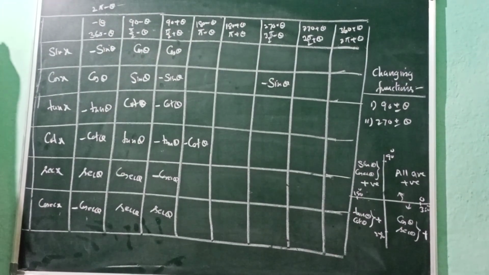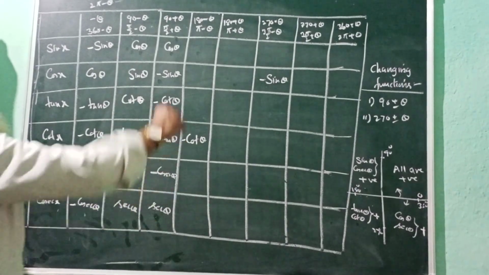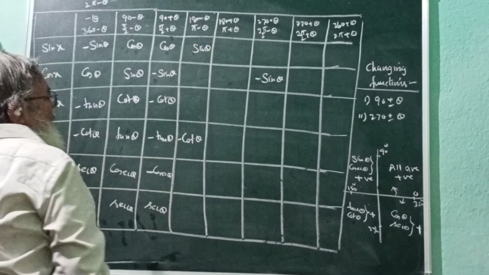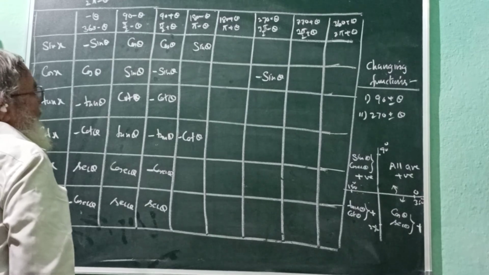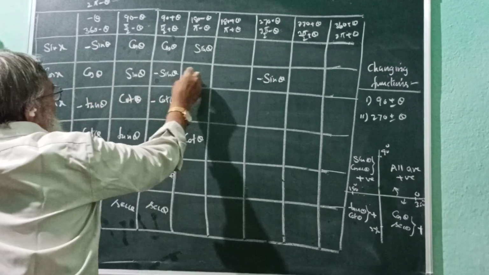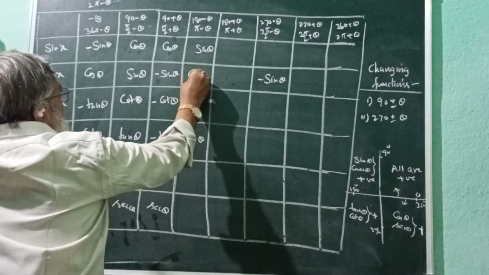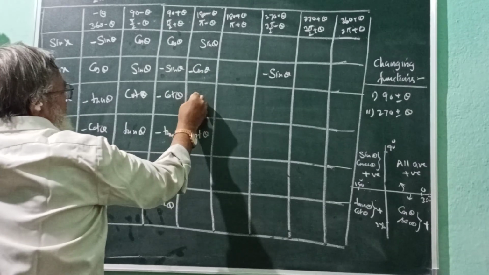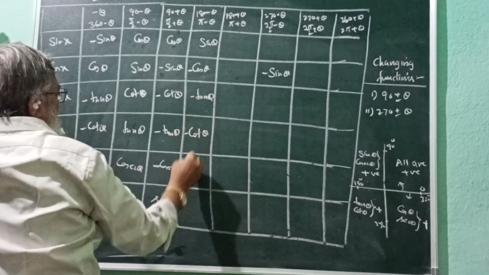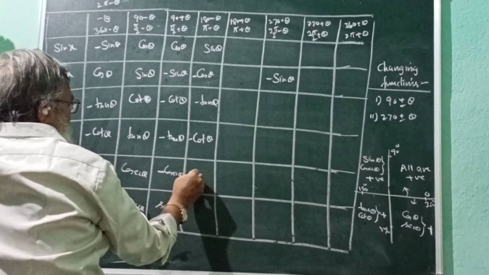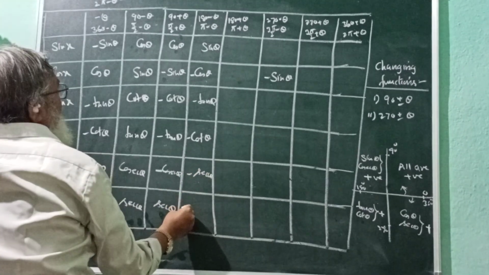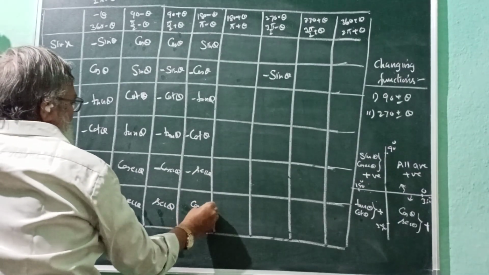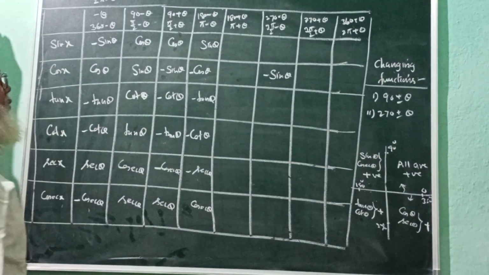180 minus theta is not a changing angle. So therefore, we should write down the value of sine as sine theta, and 180 minus means second quadrant. In the second quadrant, sine is positive, and it is cos. Cos here is negative. Tan is negative, and here sec is negative. Cosec is positive, because sine and cosec are positive in the first quadrant.